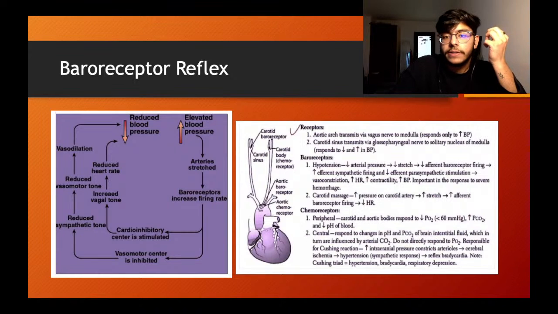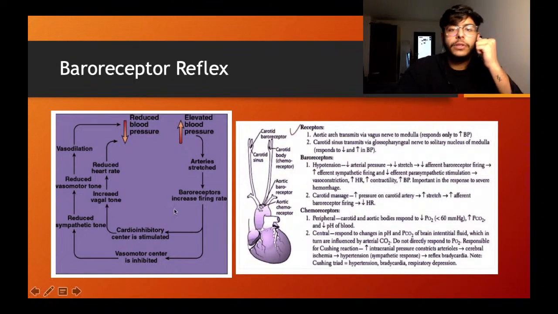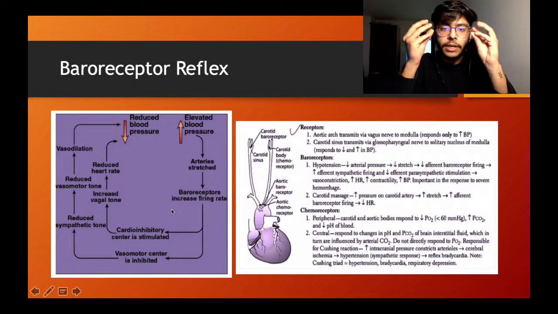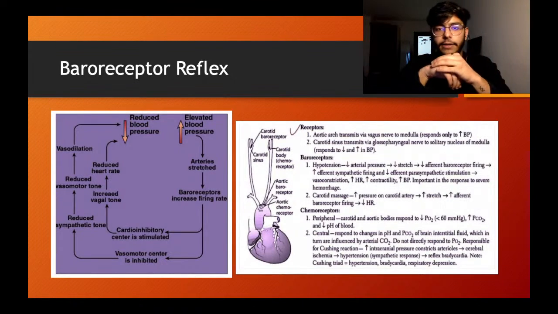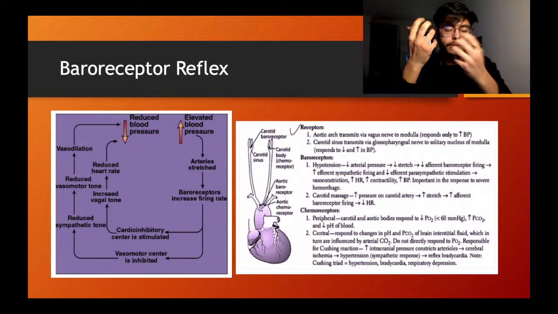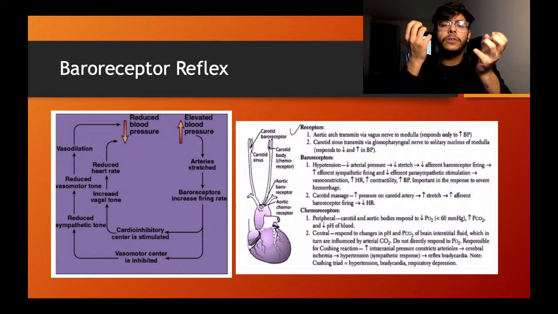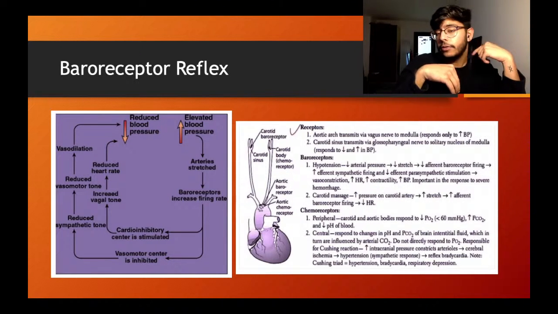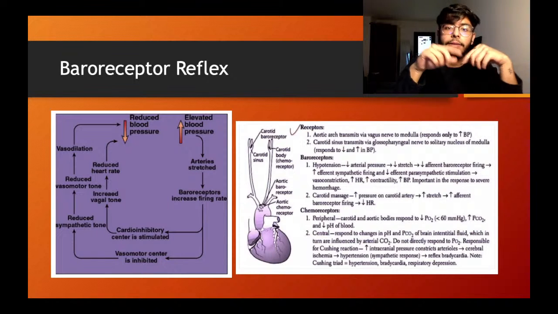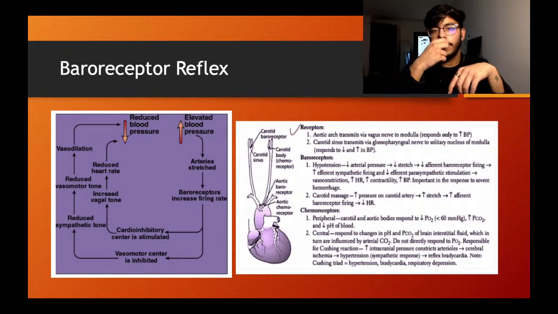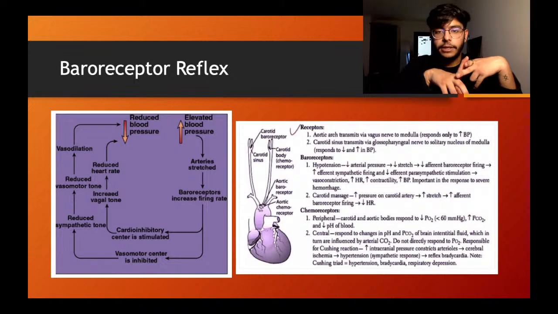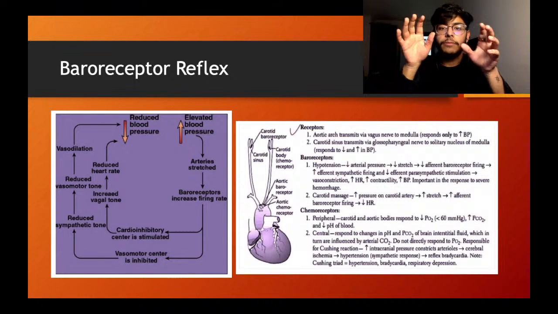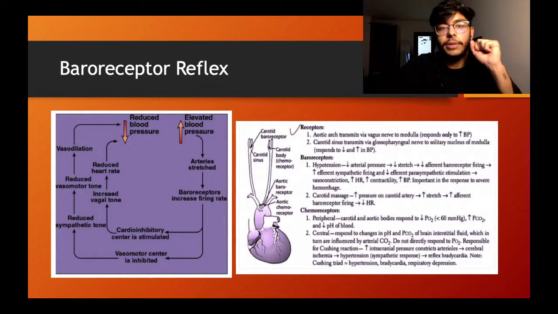How does the heart sense changes like these? Baroreceptor reflex. So we have these little balls of cells that are receptors that respond to pressure changes. Baroreceptors are placed in the bifurcation of the carotid and in the arch of the aorta. We have baroreceptors and chemoreceptors alike in both places, but for the purpose of this lecture, we're going to be focusing only on the baroreceptors.